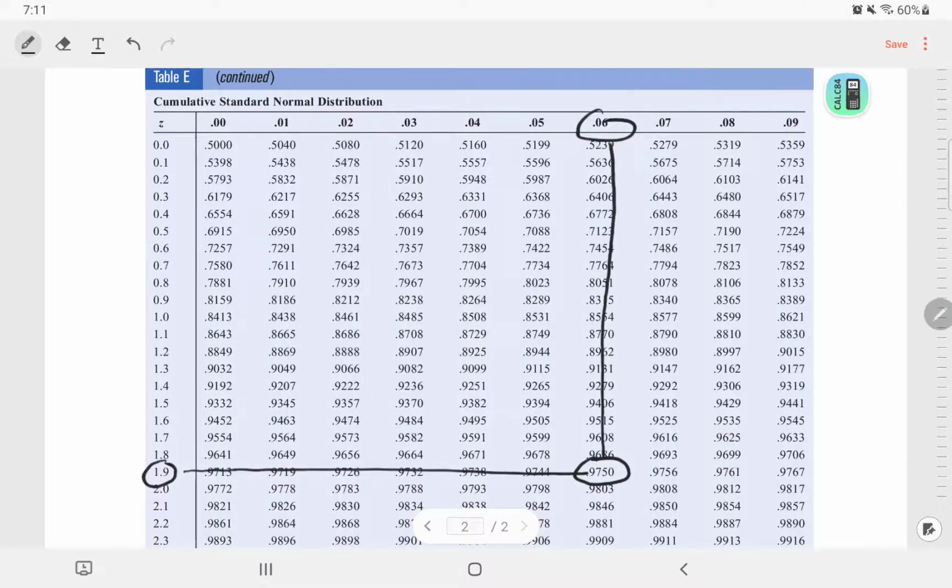1.62. Change the color up here. 1.6 is right here. Go down to 2. That is 0.9474.